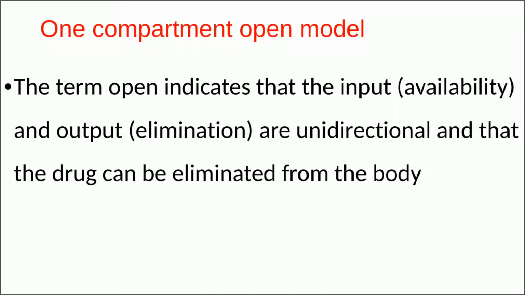Now there is a slight modification in the concept of one compartment model, that is one compartment open model. The term open indicates that the input, which is called the availability, and the output, that is the elimination, are unidirectional and that the drug can be eliminated from the body. So once the drug enters into the organs which are responsible for excretion, it will not go back to the plasma, and once the drug enters into the plasma, it will not go back to the original site of application.